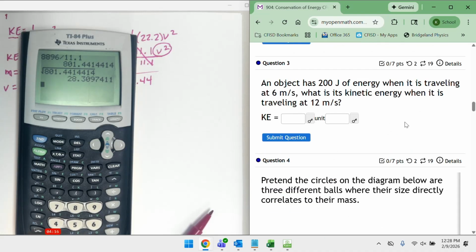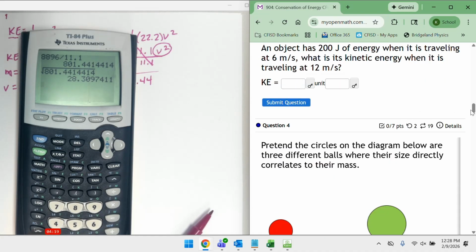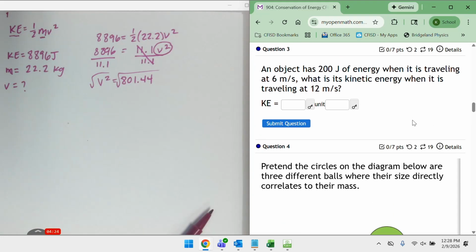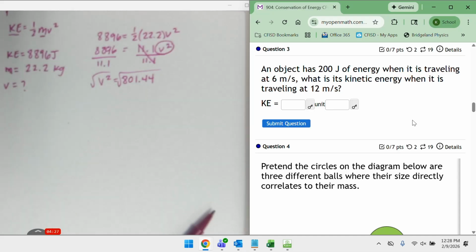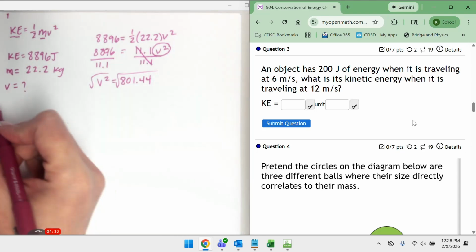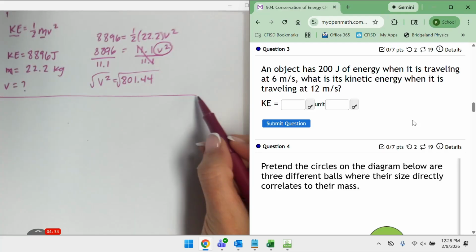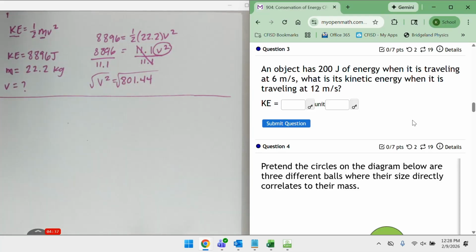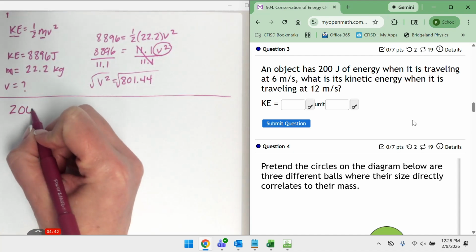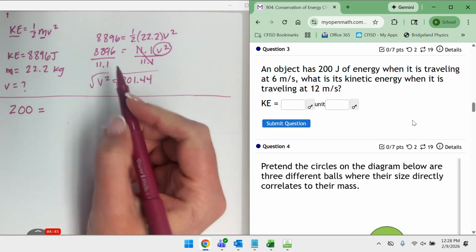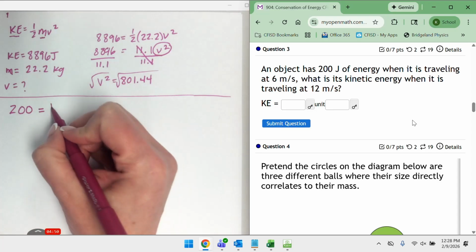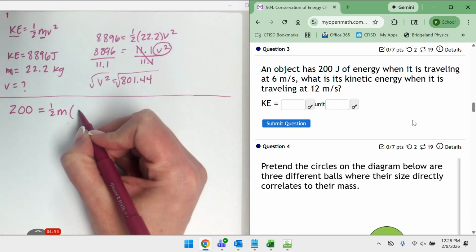All right, question 3. An object has 200 joules of energy when it is traveling at 6 meters per second. What is its kinetic energy when it's traveling at 12 meters per second? So this can be done in more than one way. If you want to, depending on how comfortable you are with proportional reasoning, you could approach it with that. Alternatively, because they tell you that you have 200 joules of kinetic energy, you could plug that into this same KE equation, because it says it has this much energy when it's traveling at 6 meters per second.